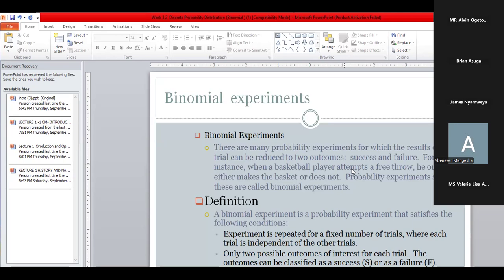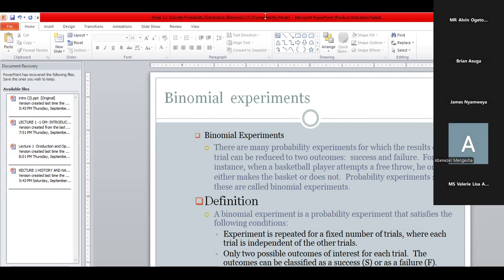Now, they have the following properties. The first property is that the experiment must be repeated a fixed number of times. If it's a birth process, you have 4 births, 8 births, 10 births, 2 births, a fixed number of times. So the number of trials must be fixed. And these trials are independent of each other.